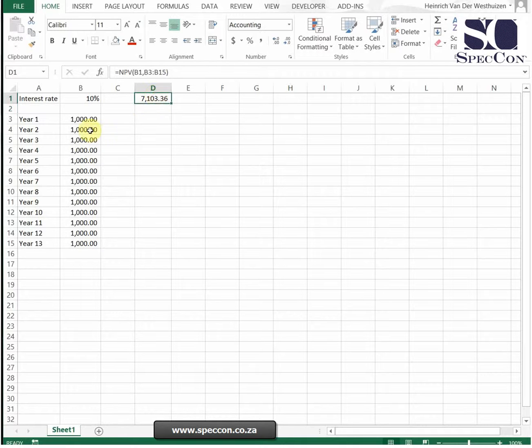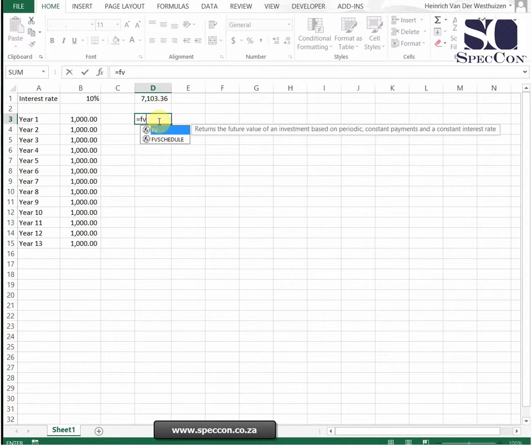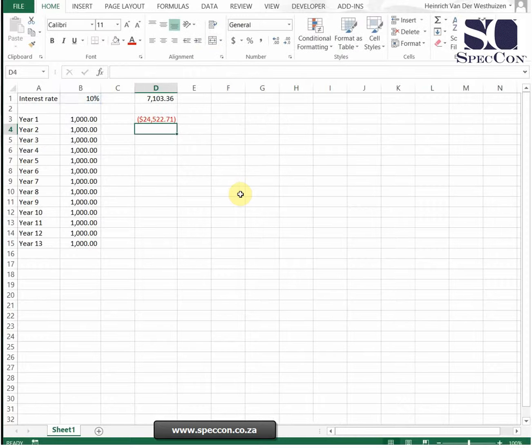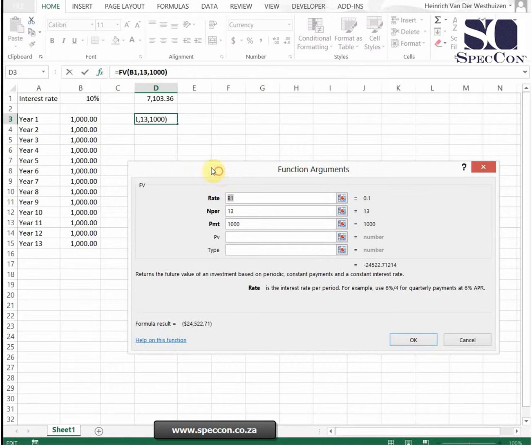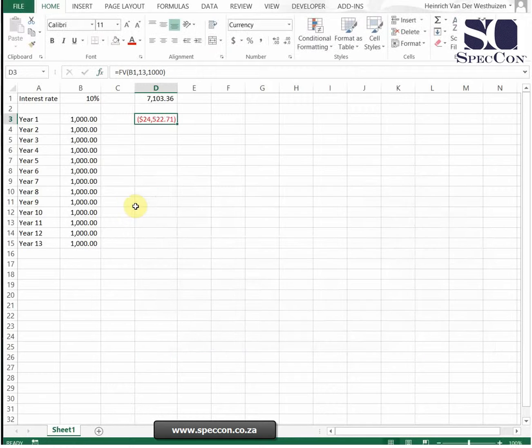Because this is exactly the same as receiving 13,000 over the next 13 years. Let's test this with a future value formula. So I'm saying 10%. What's my period? 13. What's my payment? 1,000. So it's 24,000. Let's just test the calculation. So if I were to make this every single month, I would get 24,000 at the end. So 13,000. So that's my future value for this.